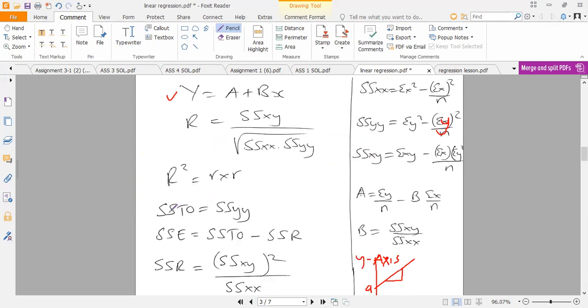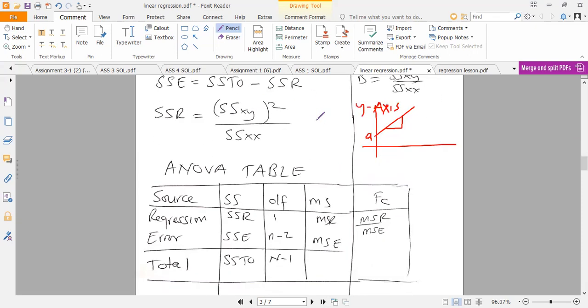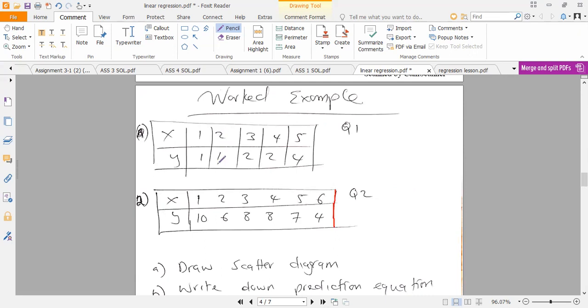So our sum of square total is the same as summation of Syy. It's the same thing. So I'll get back to these ones firstly. Now let's just learn how to do the prediction equation. So we're given the values of x and y: x is 1, 2, 3, 4, 5 and y is 1, 1, 2, 2, 4.